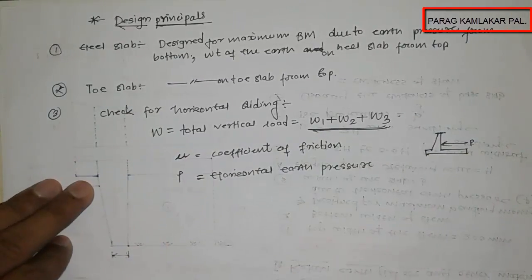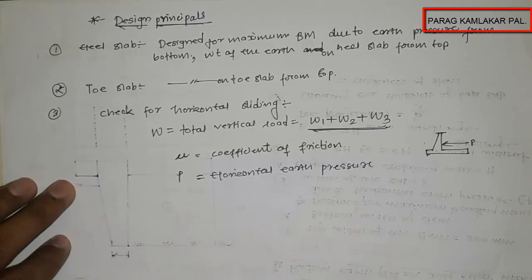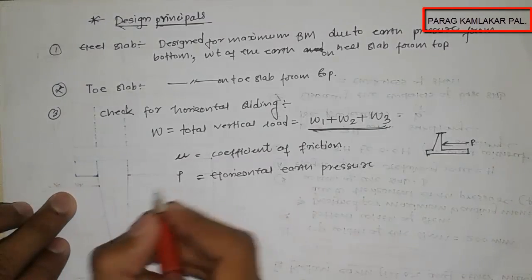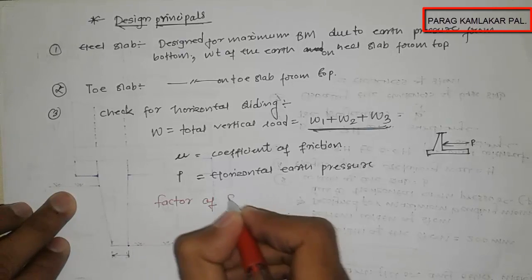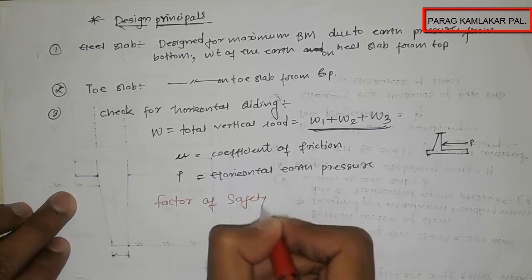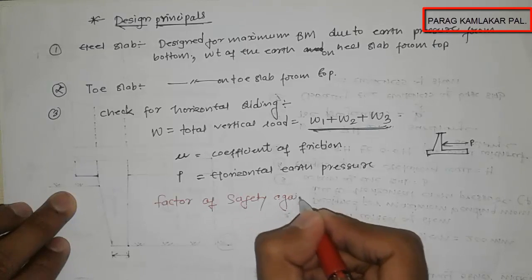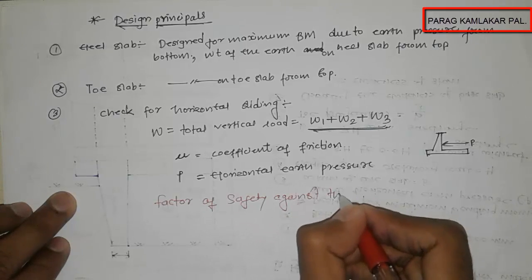Now, what is the factor of safety against the sliding? That is one of the important parameters we need to know about. The factor of safety against this sliding.